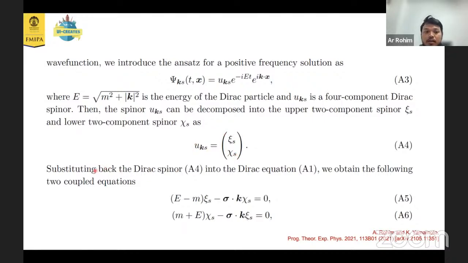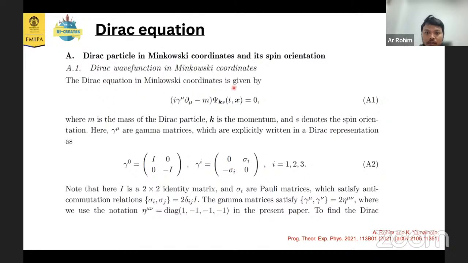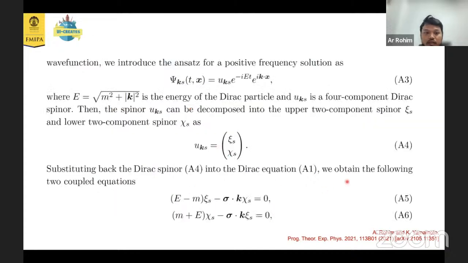And then by substituting back the Dirac spinor A4, this one, into the Dirac equations, we obtain the following two coupled equations. So this one and this one. And if we decompose each of equations A5 and A6, you will find four equations because phi and chi here each contain two components. So this one contains two equations, and this one also contains two equations. So in total, you have four equations.